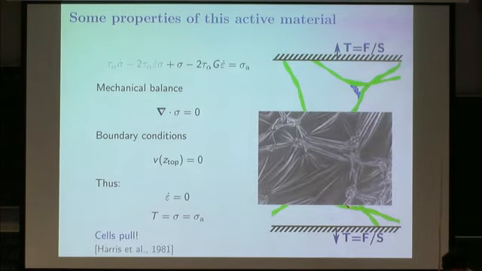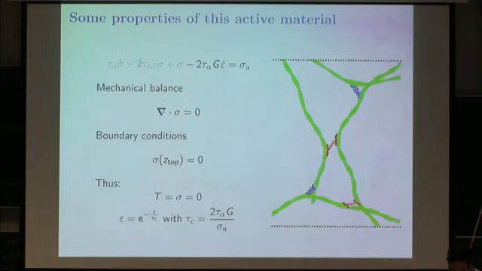Right. So cells pull, and that's actually compatible with what we know about cells plated on the substrate. They contract things. They exert contractile force through the myosin.